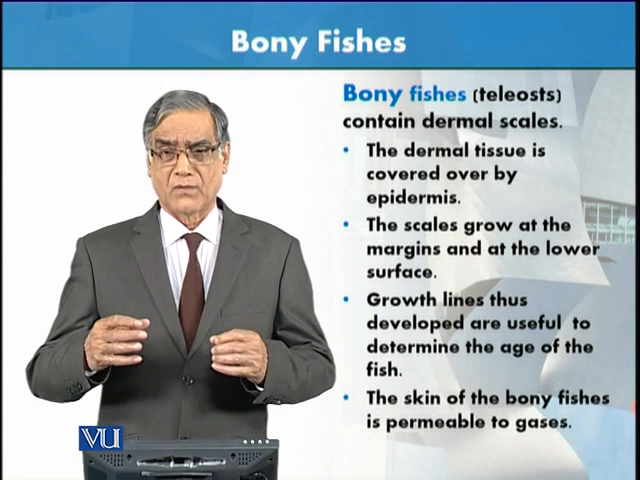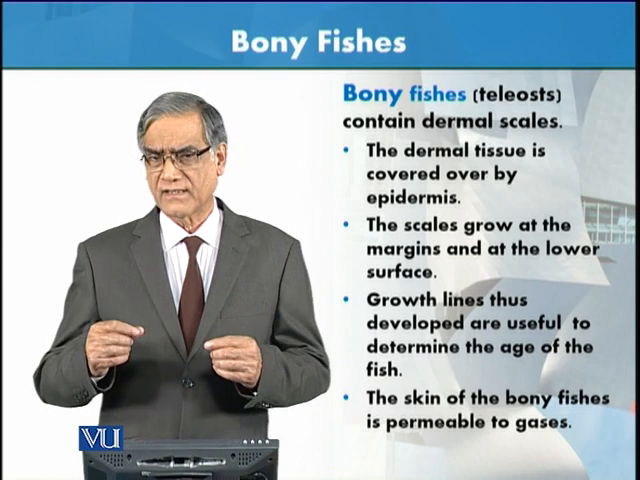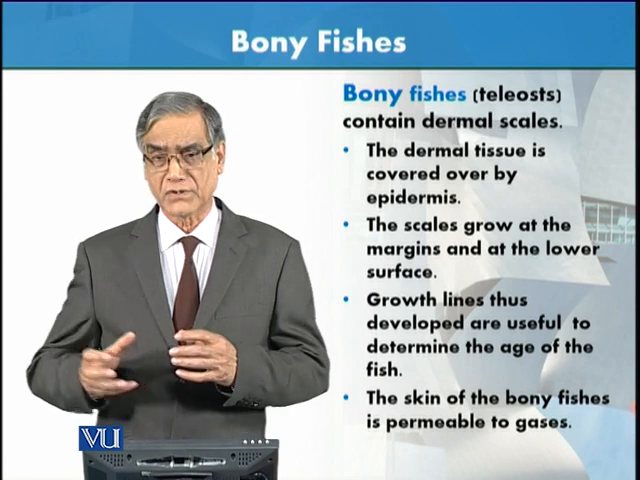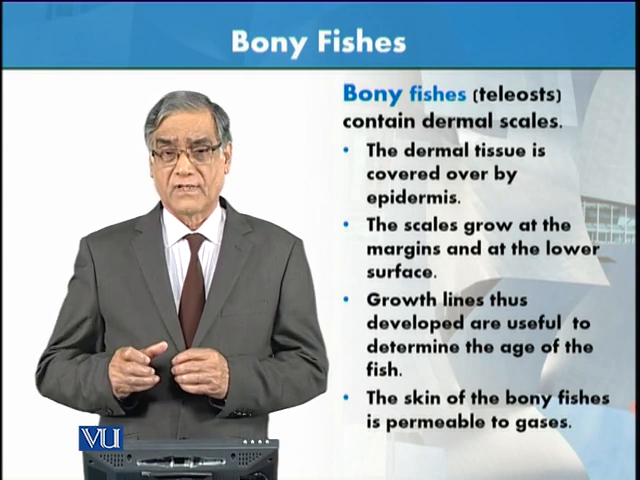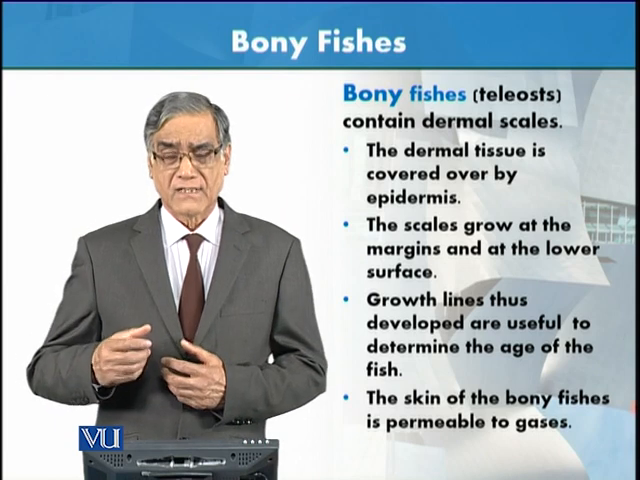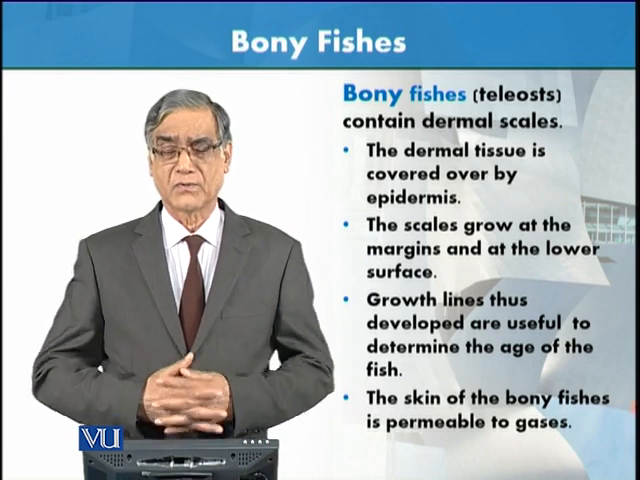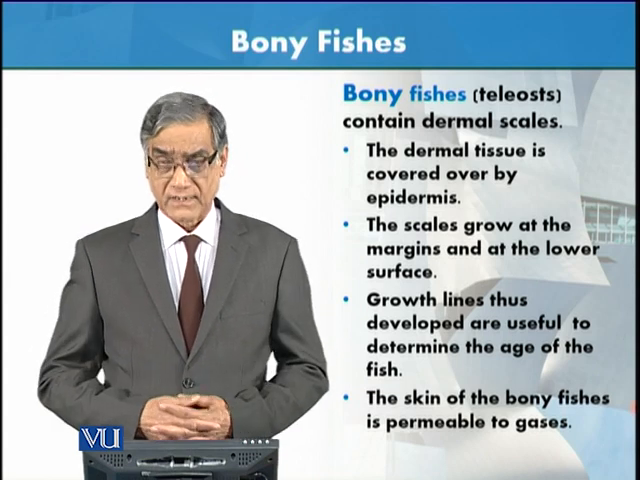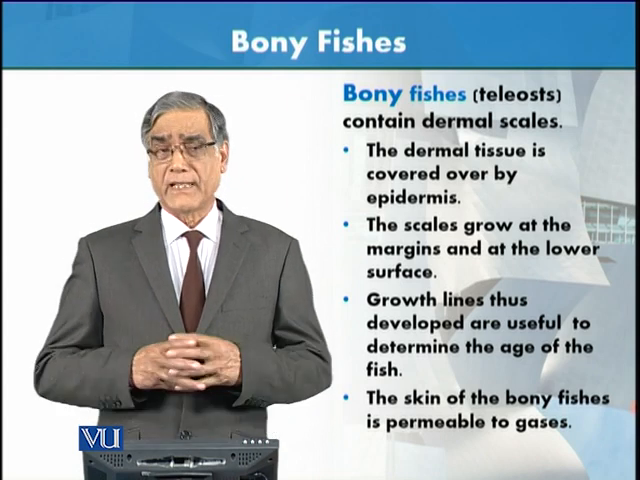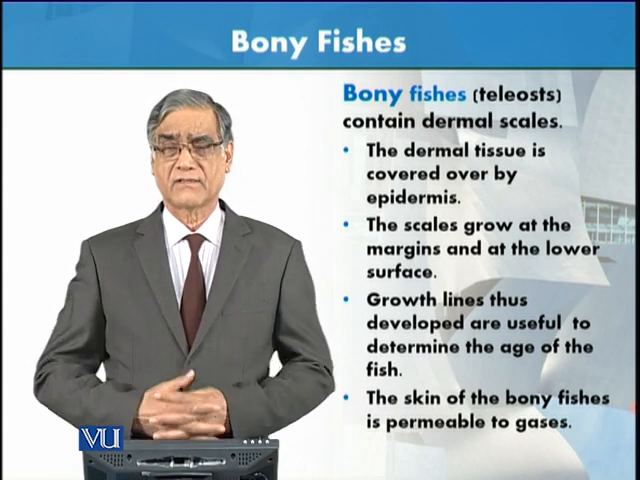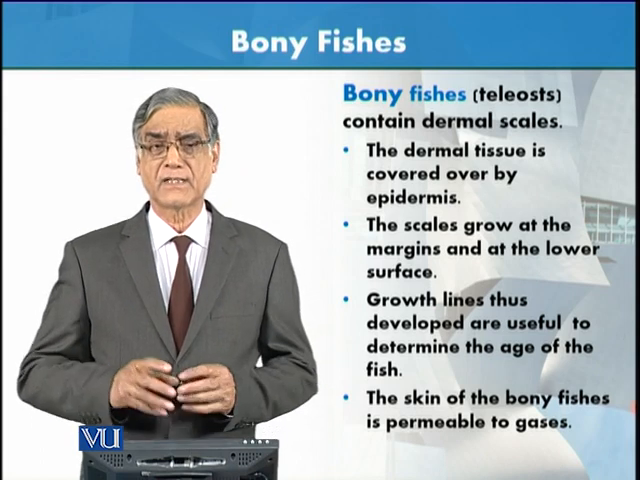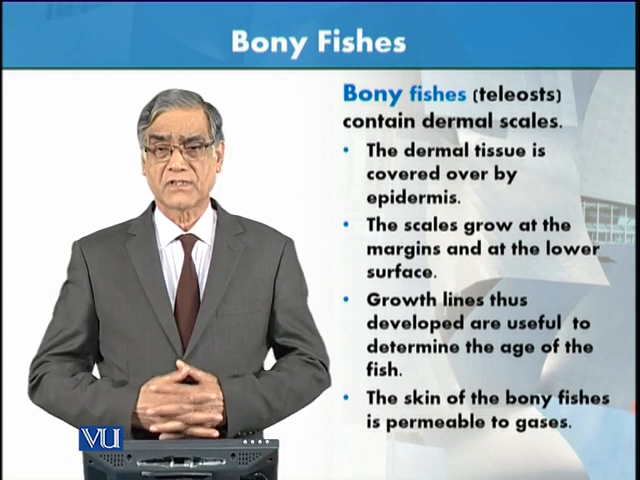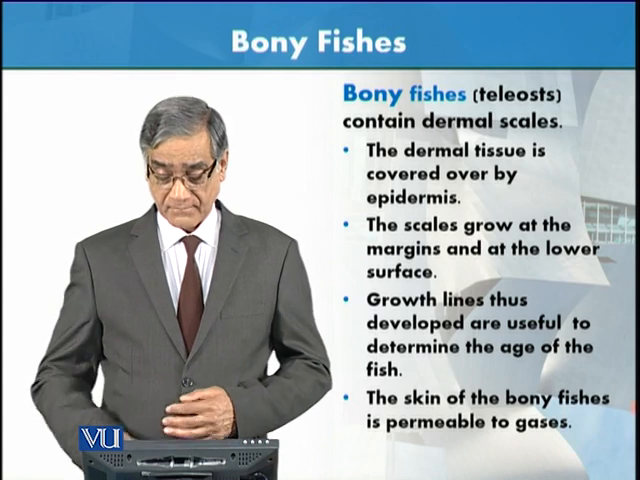Aur aapne dekha hoga ki small fish they have very small scales, aur bigger fish they have the bigger scales. Aur ye bigger scales kaise bante hain? By the deposition of the material which is derived from the dermis. Aur ye concentric rings mein hum inko dekh sakte hain. Ye hum abhi ek do teen slides ke baad aapko dikhayenge. Jaise jaise scale ki growth hoti hai, to ise hum phir growth lines kehte hain. Aur in growth lines ko count karke hum baqaida fish ki age bhi malum kar sakte hain.